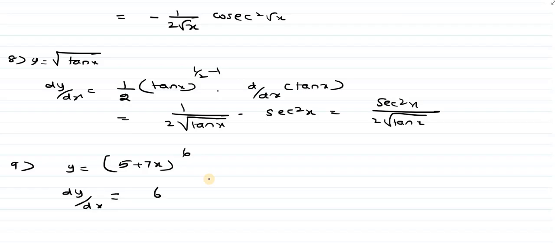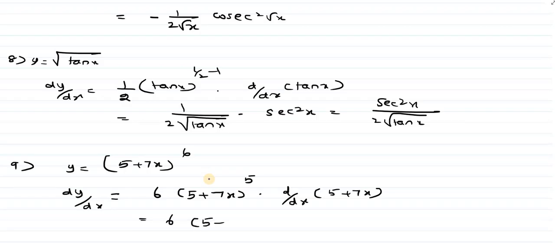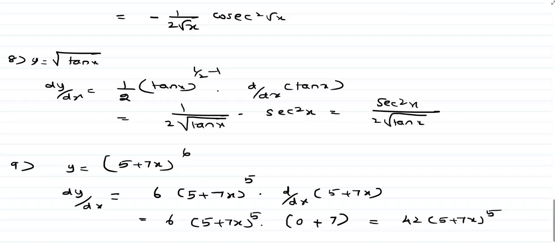So first power: 6 into (5 + 7x). I have to reduce one power, so 5. Then d/dx of (5 + 7x). You know that you can differentiate each term, right? So 5 on differentiating will be 0, 7x on differentiating is 7. So 42 into (5 + 7x)^5. Correct or no? Till here any doubt?